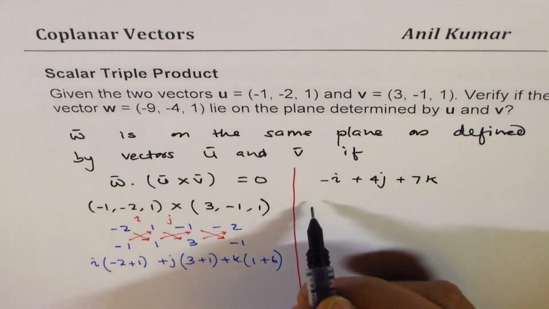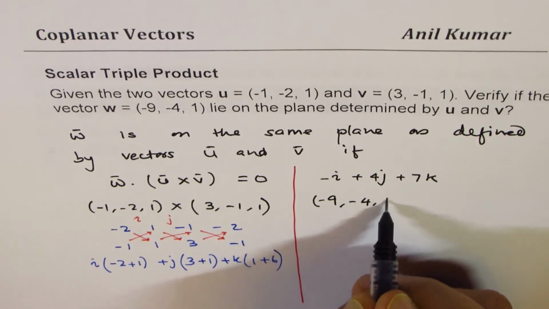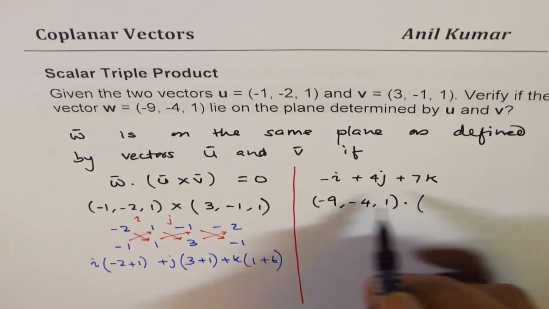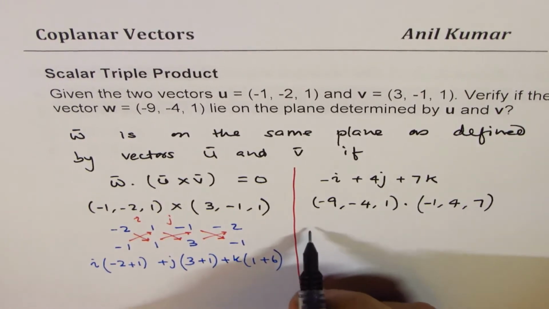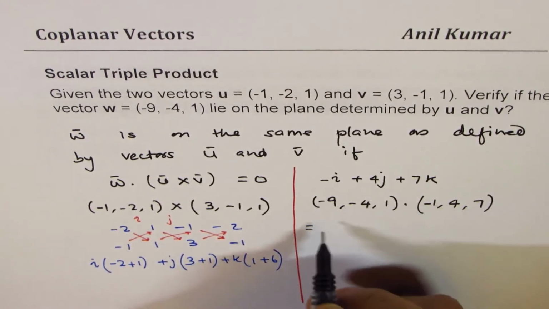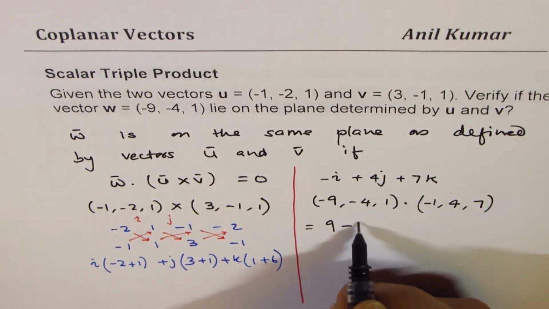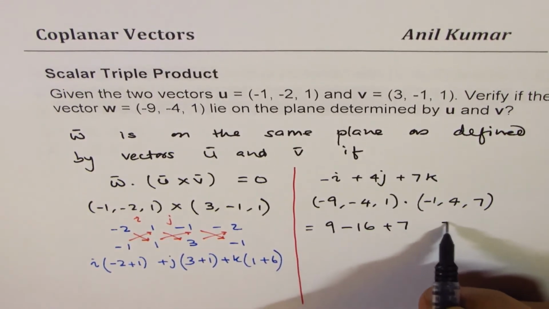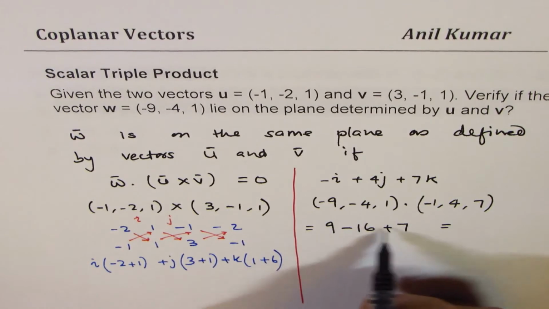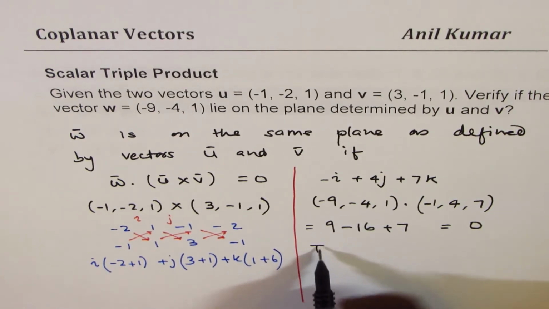W is minus 9, minus 4, 1. We can write the cross product as minus 1, 4, 7. So minus 9 times minus 1 is 9, and minus 4 times this is minus 16, and 1 times 7 is 7. And that indeed is 16 minus 16, which is 0. Now, since the scalar triple product is 0, we can say they are coplanar.